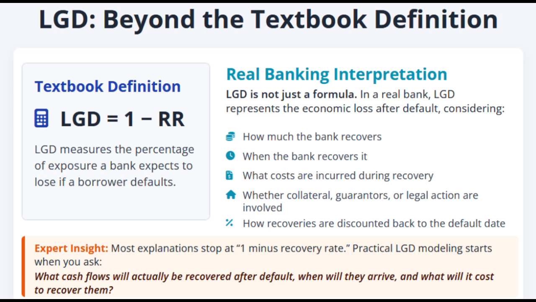LGD represents the percentage of exposure that a bank expects to lose when a borrower defaults. So yes, mathematically LGD is equal to 1 minus the recovery rate, that is RR. That is where most explanations stop. But what we need to understand is how much the bank recovers, when it recovers it, what costs are actually incurred during the recovery, how recoveries are discounted back to the default date, and whether collaterals, guarantors, or legal action are involved. All these questions must be answered before going deeper into the LGD calculation, because that's the crux of the LGD.